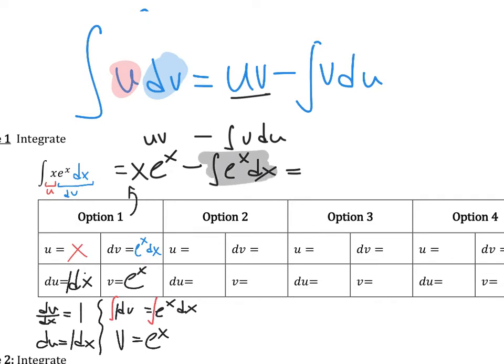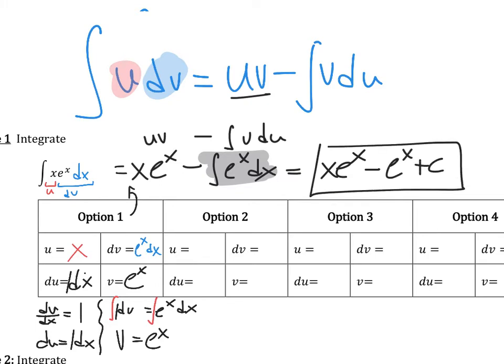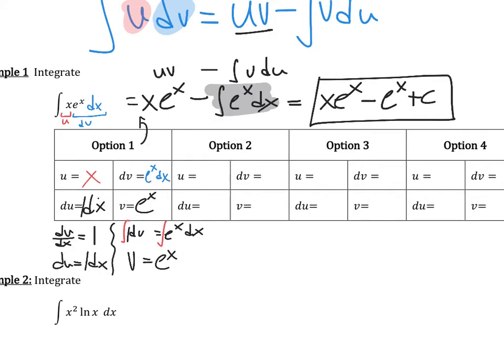Okay. And so that would give us x e to the x minus, and the integral of e to the x is e to the x plus c. Don't forget your plus c. Notice we didn't need to worry about the plus c down here because it's going to show up over there. All right, so we got it, but let's investigate some other options here and see how they work.